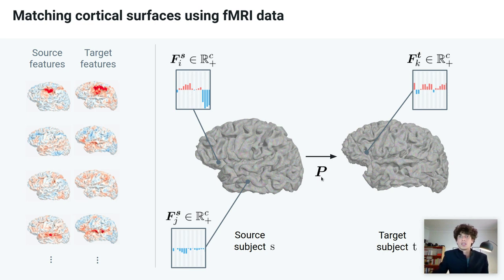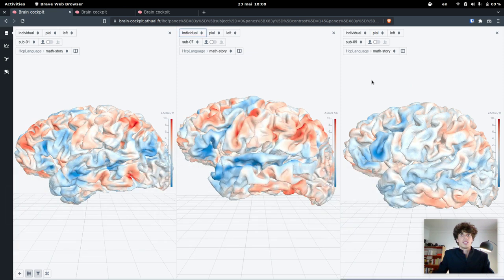The question that we ask is what vertices of the source subject should be matched with vertices of the target subject? For instance, for this vertex i here, we can see its activation pattern throughout the series of experiments that we ran. We will compare it with the activation patterns of each vertex of the target subject, and we'll try and match things together if they have similar functional patterns. So let's have a look at this in Brain-cockpit.